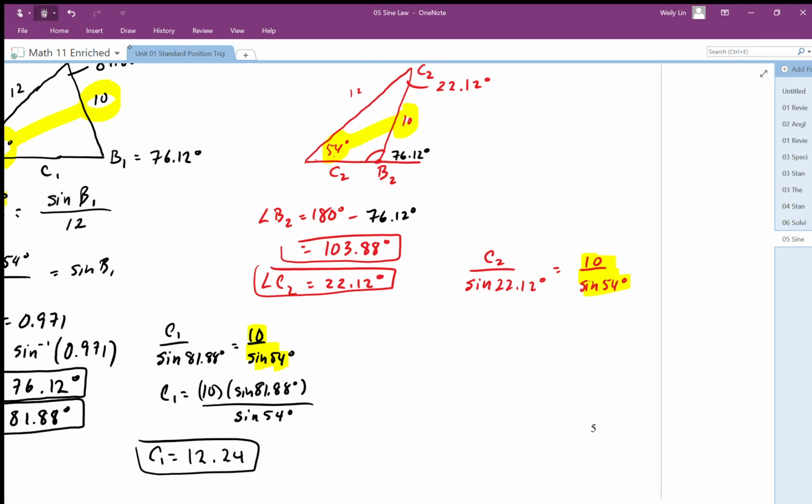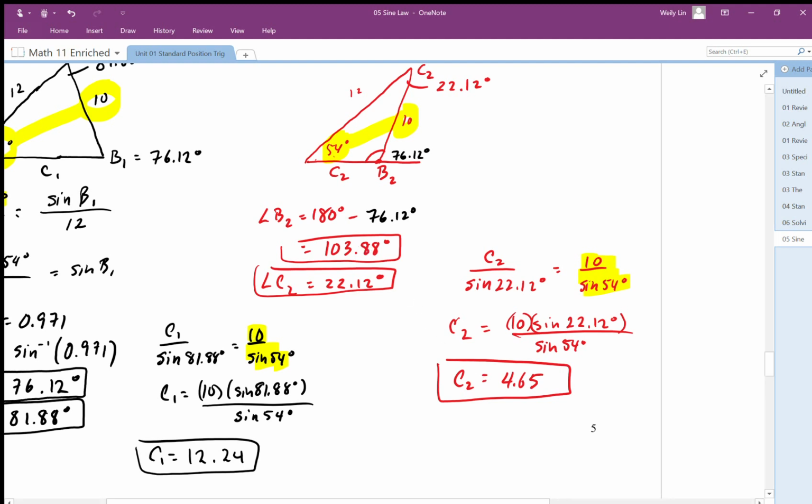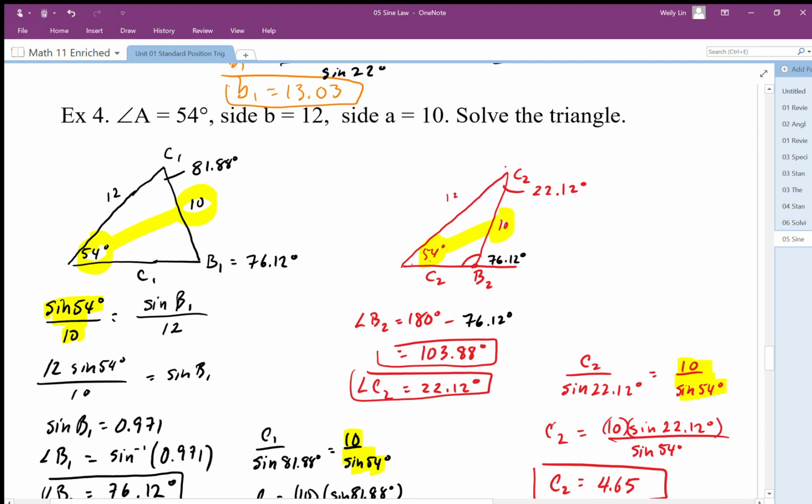So I end up solving for my C2 length. C2 is equal to 10 times sine of 22.12 degrees divided by sine of 54 degrees. So 10 times sine 22.12 divided by sine 54, and I'm getting 4.65. The length of 4.65, and whatever units that is, we'll just call it centimeters. So there it is. I've solved for all three unknown parts of both triangles. I have to recognize this is an angle side-side situation, so there is this issue of the ambiguous case, meaning two possible triangles to solve for.